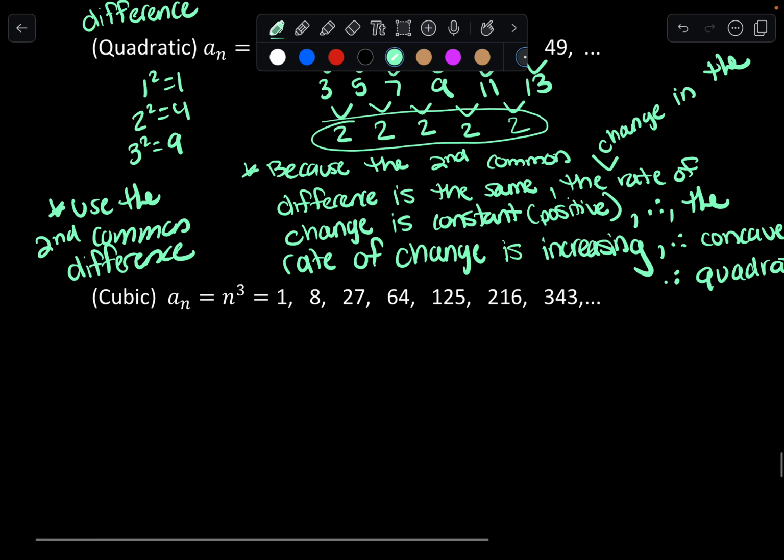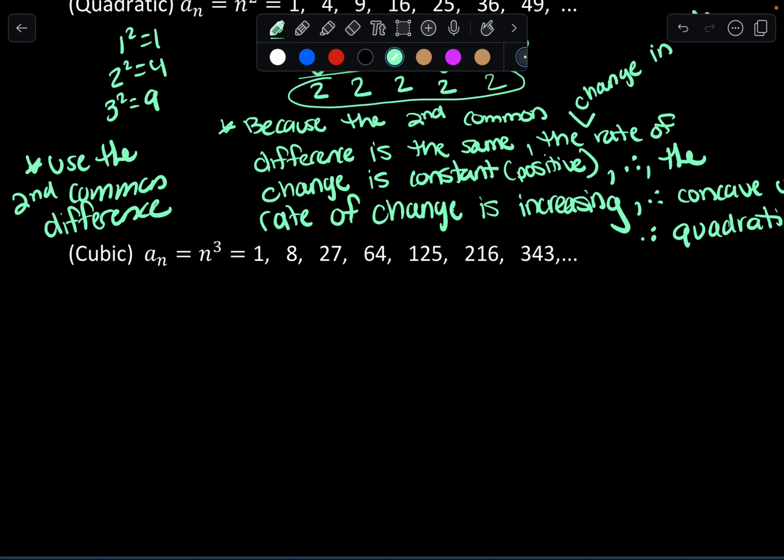Now let's look at cubic. We're not going to dig too deep into this. I just wanted to show you this one so you can see that the pattern does continue to infinite degrees. So from 1 to 8, that's going to be 7. 8 to 27, that's 19. 64 minus 27, get 37. 125 to 64, 61. And then 216, 125, 91. And then from here we have 127.